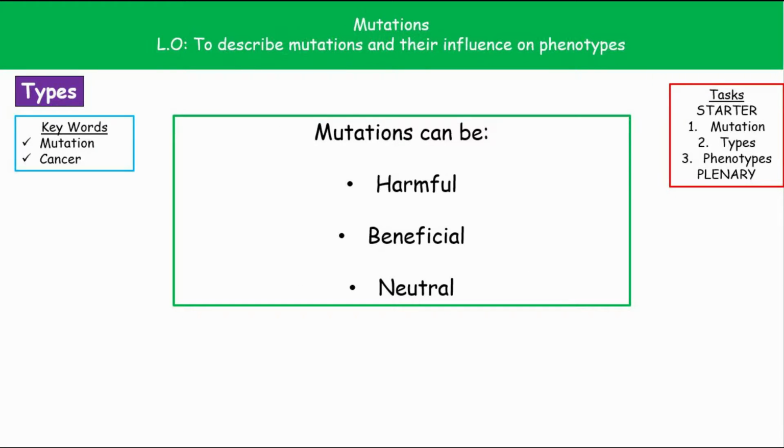Now, as I've mentioned, throughout your life there will be a mutation or two that occur within your body. But it's not a case of if you have a mutation then it's instant death, because mutations come into three categories. We've got harmful mutations, beneficial mutations, and neutral mutations. We're going to look at each of those in turn, just to see what we mean by those and some examples of them.